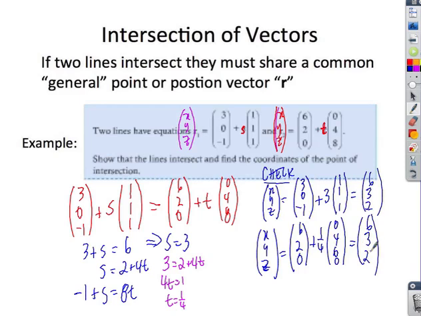Obviously both of those points are the same, and that must be then the point of intersection of those two lines. All right, this video's gotten long, so we'll cut her off here.